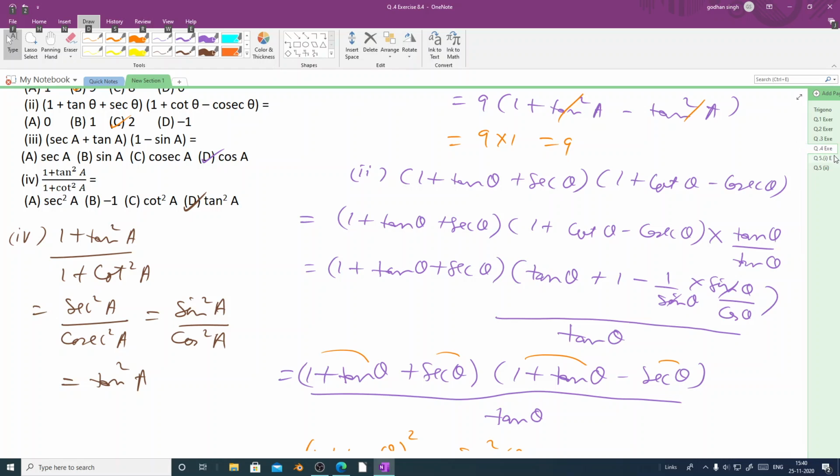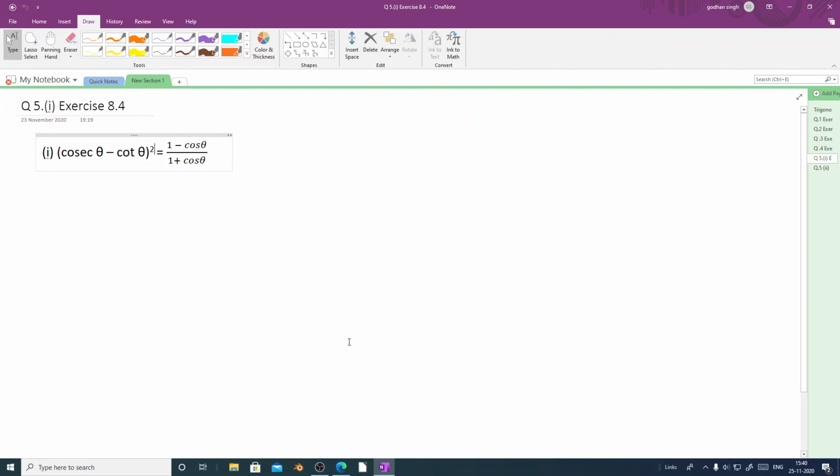Next we will go to question number 5. Question number 5, exercise 8.4, first part. We have to prove that cosec theta minus cot theta whole square is equal to 1 minus cos theta over 1 plus cos theta. Now there are different ways of doing it. We can start from the LHS and reach the RHS, or we can solve the RHS and make it equal to the LHS, or we can solve both LHS and RHS half-half and then equate them. So these are the different ways of solving it. You can use any method. So let's start doing question number 5, first part.